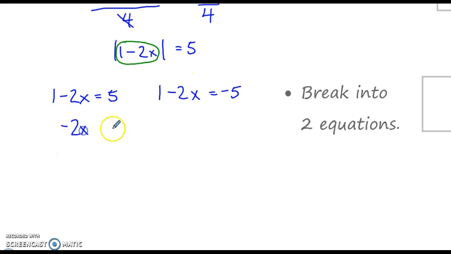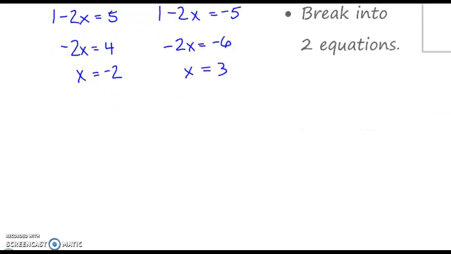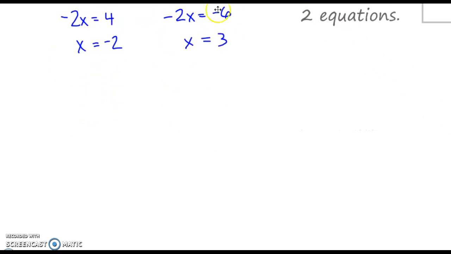So when we solve this one, we get negative 2x equals 4, and x equals negative 2. We solve this one, we get negative 2x equals negative 6, and x equals 3. And there are two solutions, and of course, every time we get solutions, we are going to check those solutions.